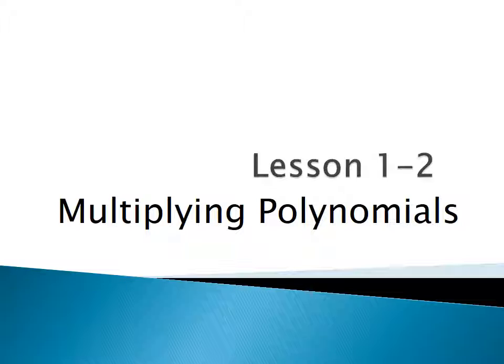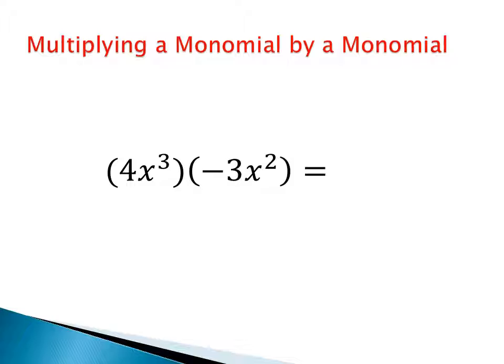In this video, we're going to talk about multiplying polynomials. First thing we're going to talk about is when we multiply a monomial by a monomial. So we have 4x to the third, which is one monomial, multiplied by another monomial, which is negative 3x to the second. So in this example, we have two monomials.